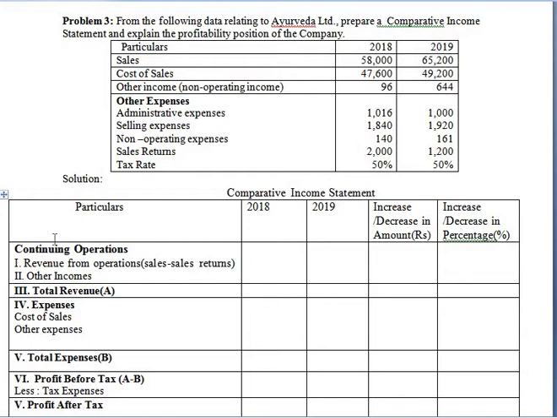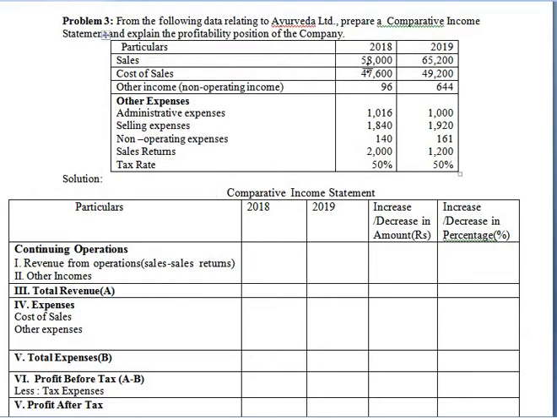Write the heading continuing operation here in the particulars column. The first point is revenue from operations. Revenue from operations is nothing but sales, but we have to take net sales here. So how can we find out net sales? Sales minus sales returns.